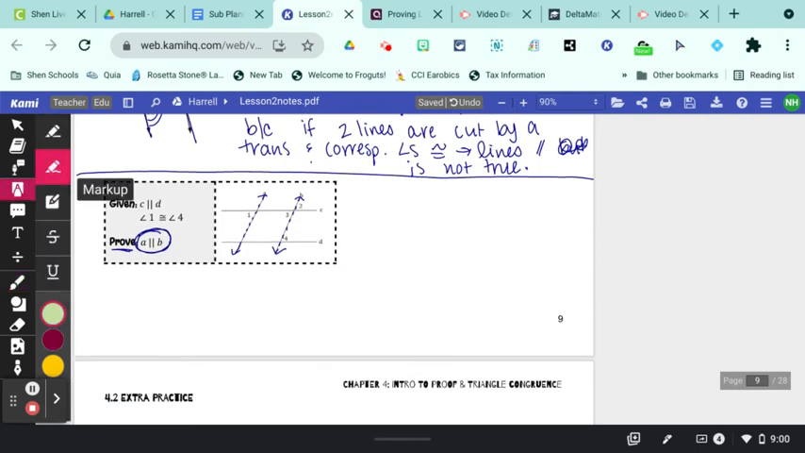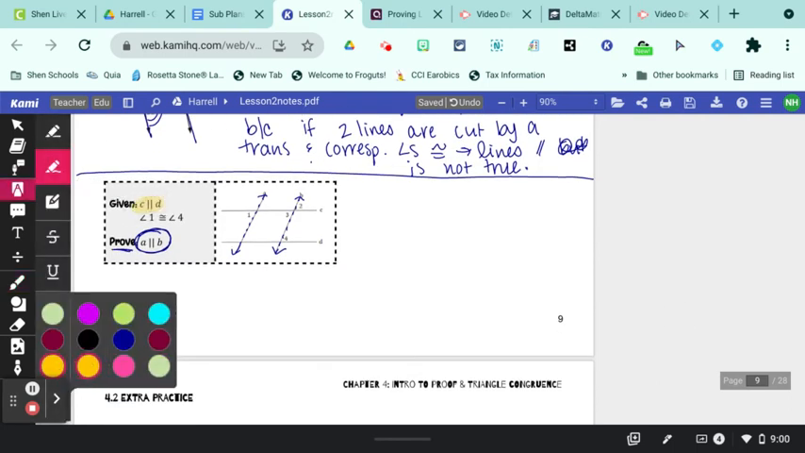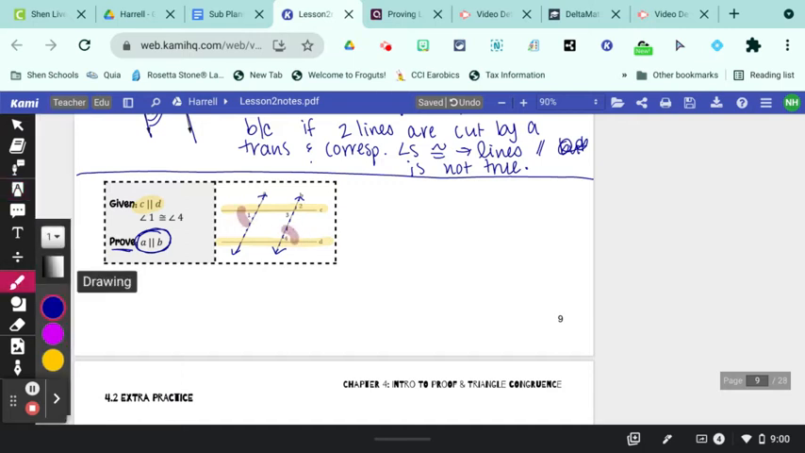So let's see what they give us. They tell us that C is parallel to D, and they tell us that angle 1 is congruent to angle 4. So right off the bat, I want to ask myself, do I know anything else about angle 4 along this transversal? There are a couple of answers. I see angle 2. Angle 2 would be corresponding. I see angle 3. It's alternate interior.